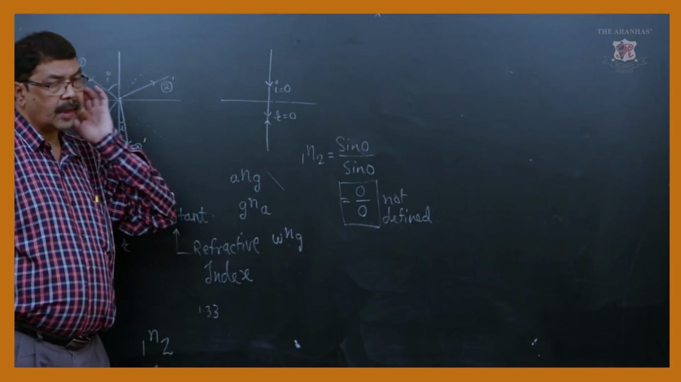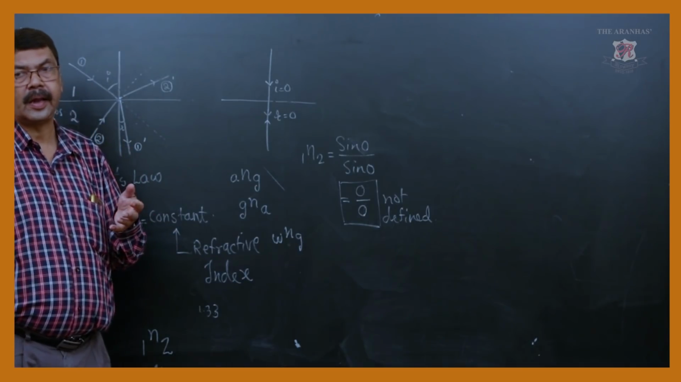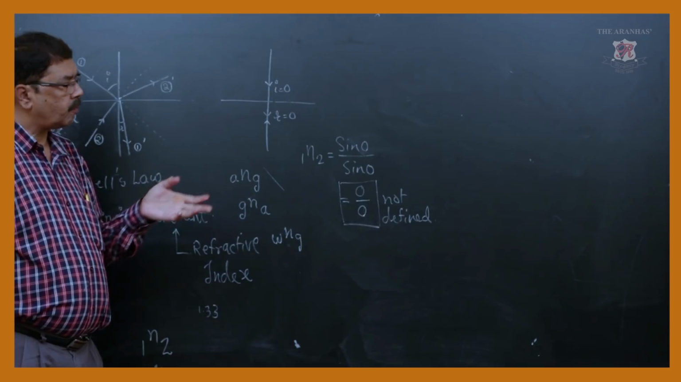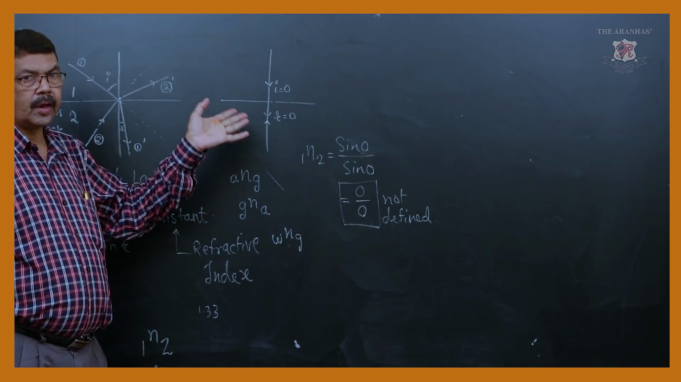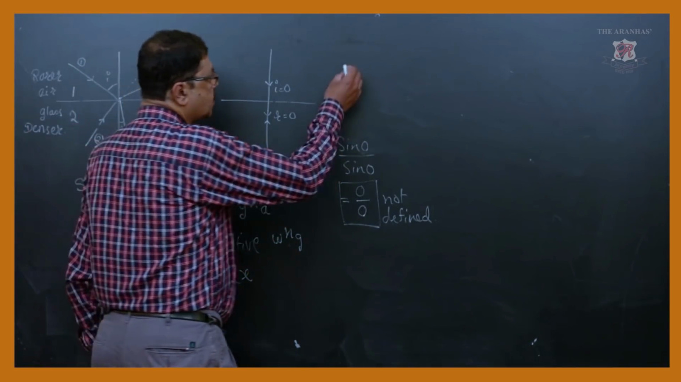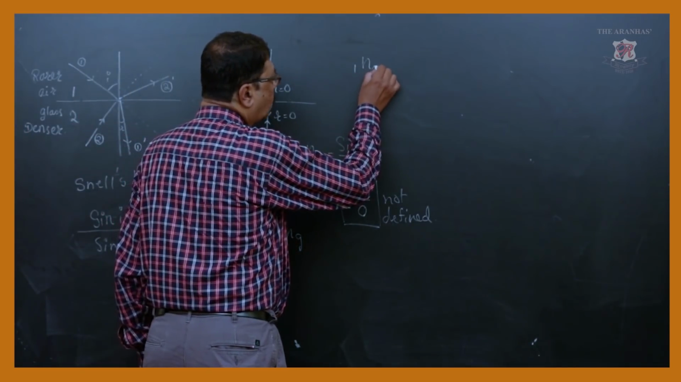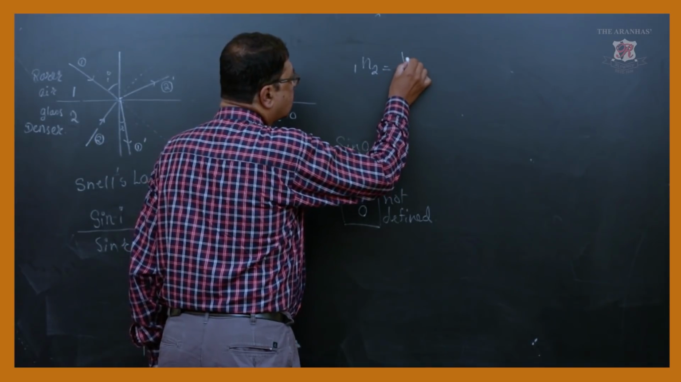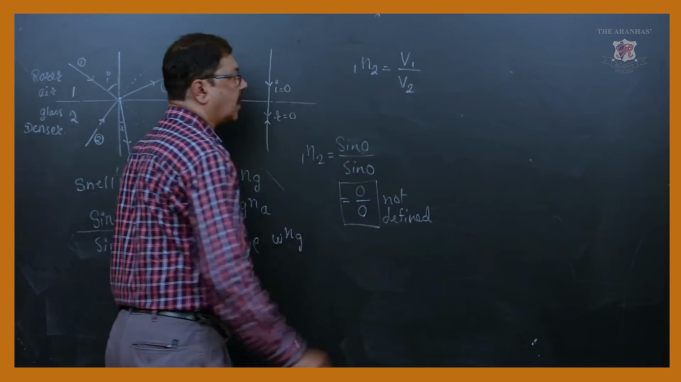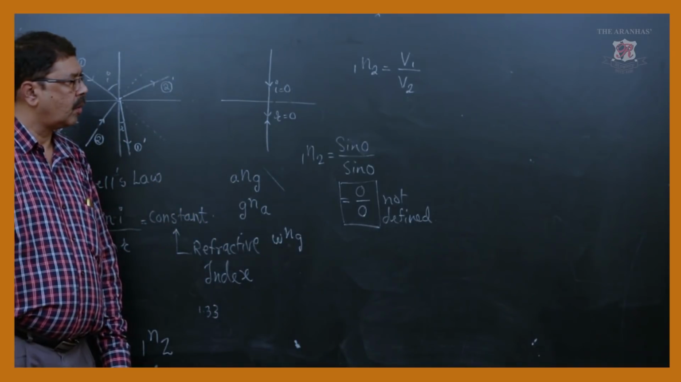So in such a case, how to find the refractive index of the media? This can be proved mathematically, but we are just going to deal with the formula because the proof is not there in the 10th standard syllabus. 1n2 is speed of light in the first medium upon speed of light in the second medium.